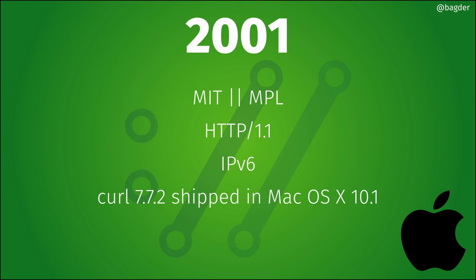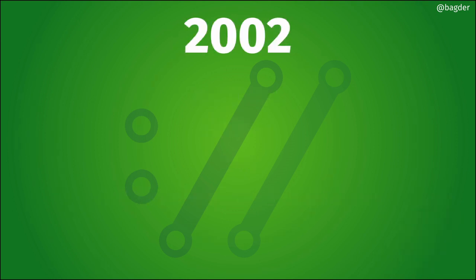Already then, Apple shipped the first curl they shipped with Mac OS. I think it was late 2001, and they shipped curl 7.7.2 in their Mac OS 10.1 release. And they've kept shipping curl since then, right? They ship some late 7.80-something nowadays, I think. So they've been around for a while, 22 years or so they've used it.